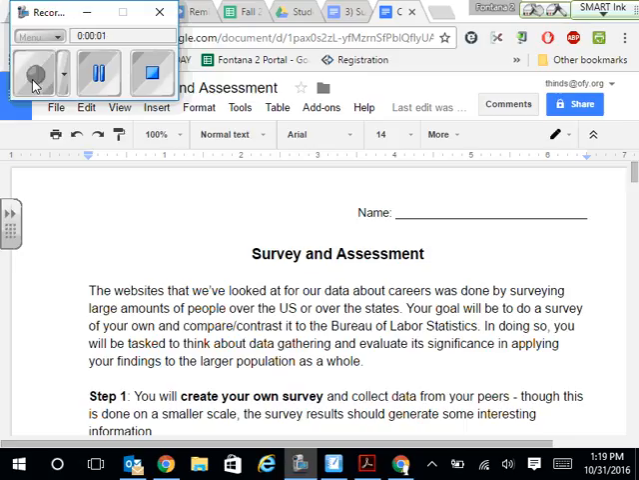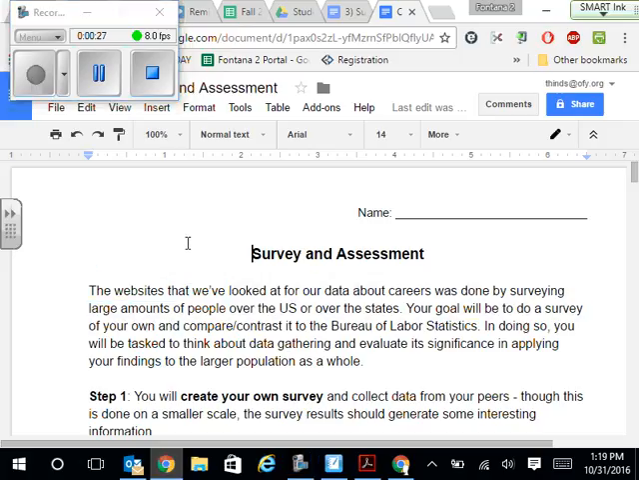See if we can answer the questions. Survey and assessment, let's see here. The websites that have been looked at for data careers was done surveying large amounts of people. We're going to highlight it for just a moment, so we can highlight just a little bit of this. The others, hopefully they'll be able to do so. By surveying large amounts of people, that large amounts of people is going to come back to us in a moment. Your goal will be to do a survey.